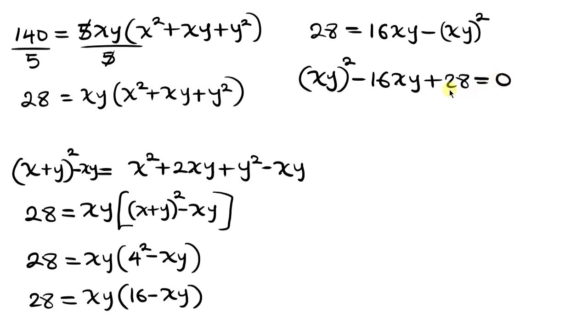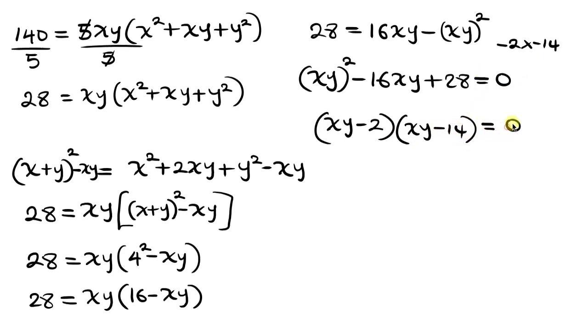Now, what are the factors of 28 that we can use to factorize this quadratic equation? We have negative 2 times negative 14. So negative 2 times negative 14 gives 28, and when you add them, negative 2 plus negative 14 gives negative 16. So we can use this. So this quadratic equation factorizes into xy minus 2 times xy minus 14, and this is equal to 0.